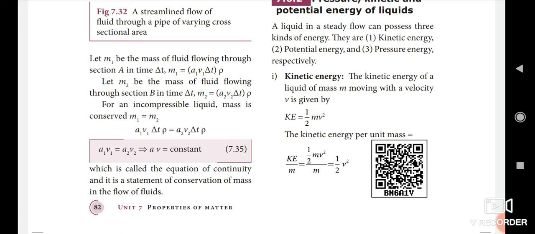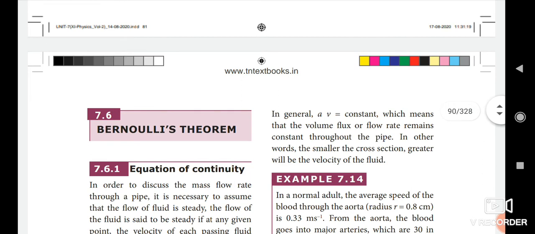AV constant means the smaller the cross-sectional area, the greater the velocity of the liquid throughout the pipe. So this is the equation of continuity. Okay students, tomorrow we will see Bernoulli's theorem and its application. Now it is the time for your homework.